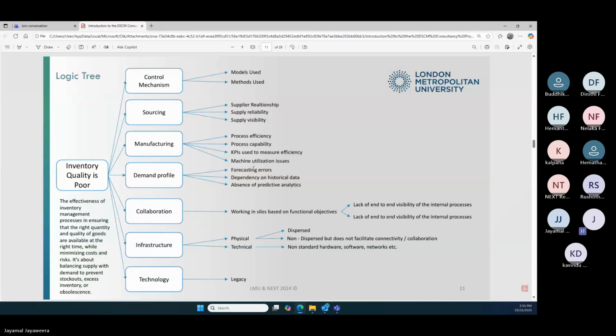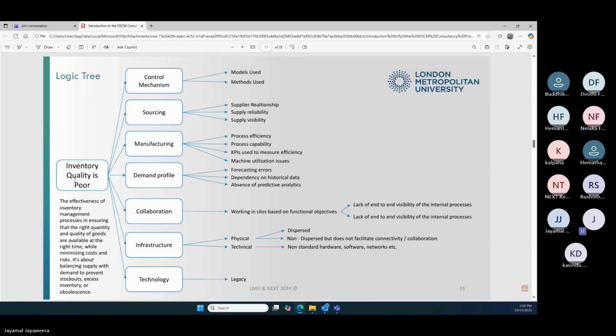Machine utilization issues, right? If you are looking at process analysis, you can even talk about things like what? Bottlenecks and so forth. Then demand profile, forecasting errors, dependency on historical data. Is the demand forecast reliable? In other words, absence of predictive analysis.